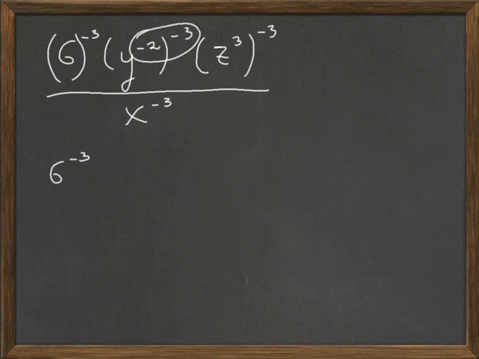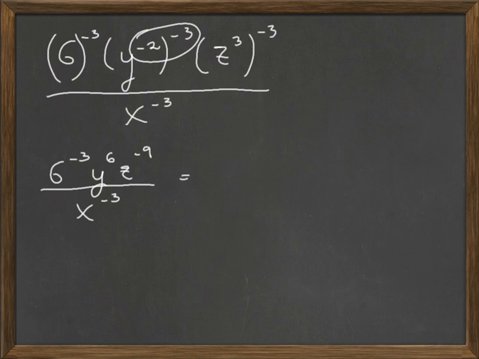Then we're going to apply the power rule. Y to the negative 2nd power raised to the negative 3rd power. Negative 2 times negative 3 is positive 6. Same thing here, we're applying the power rule. So that's going to give us z to the negative 9th power, and of course we still have x to the negative 3rd power in the denominator.